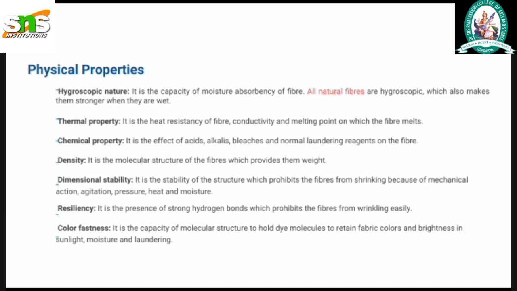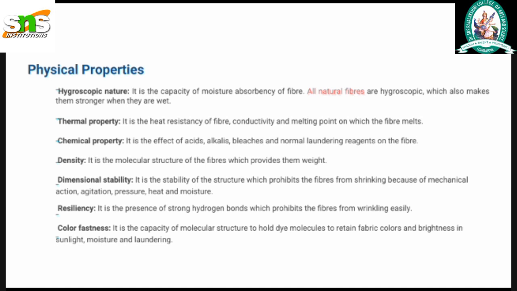Physical properties. Hygroscopic nature. It is the capacity of moisture absorbency of fiber. All natural fibers are hygroscopic, which also makes them stronger when they are wet. Thermal property. It is the heat resistance of fiber, conductivity and the melting point at which the fiber melts. Chemical property. It is the effect of acids, alkalis, bleaches and normal laundering agents on the fiber. Density. It is the molecular structure of the fiber which provides it weight.